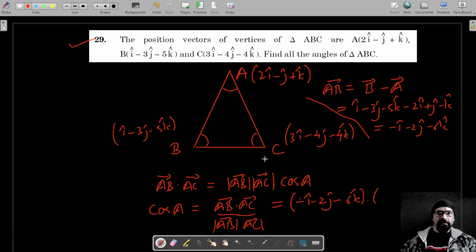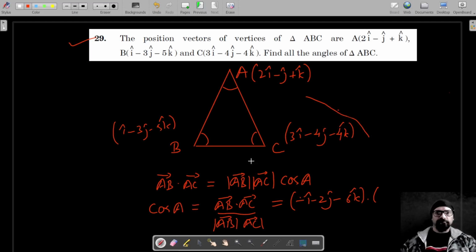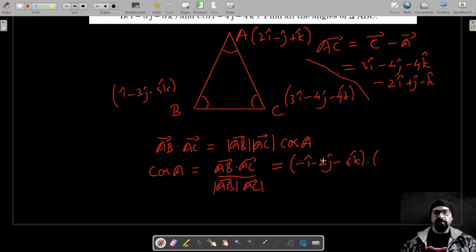And now we have to find the AC vector. AC vector will be C vector minus A vector, and C vector is 3i cap minus 4j cap minus 4k cap minus 2i cap plus j cap minus k cap. So 3 minus 2 is 1. So this is i cap minus 3j cap, and this is minus 5k cap.